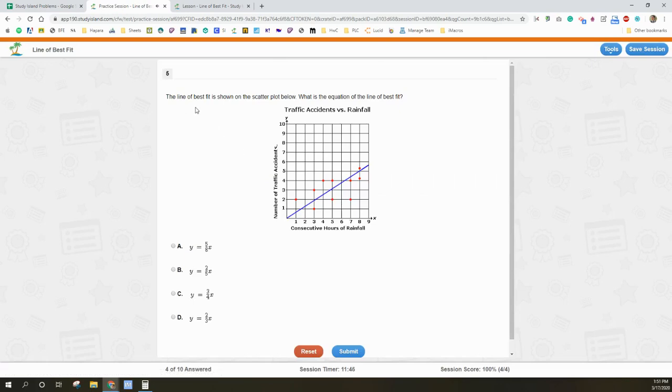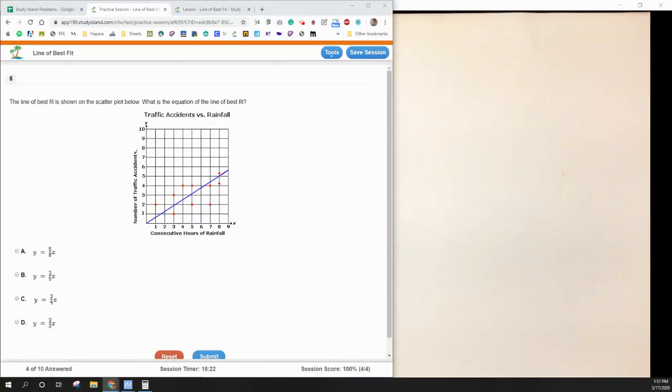Number 5, the line of best fit is shown on the scatter plot below. What is the equation of the line of best fit? The equation of the line of best fit is going to fit slope-intercept form. Now is a good time to review what slope-intercept form is, so let's go ahead and do that.